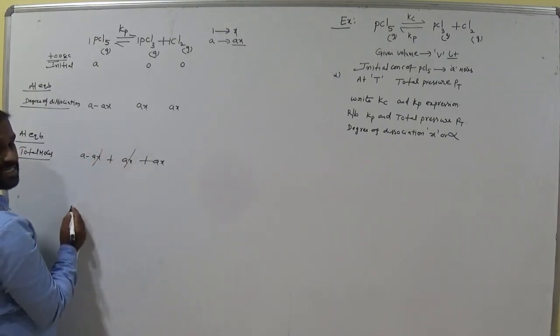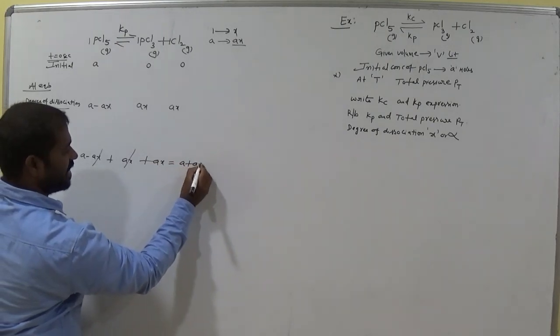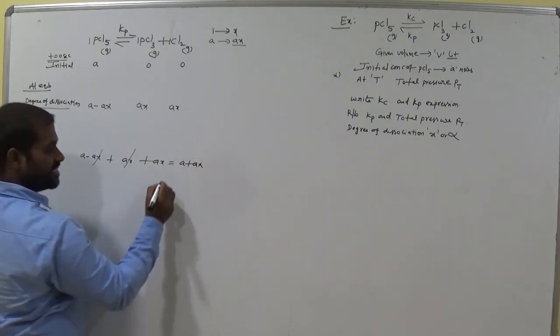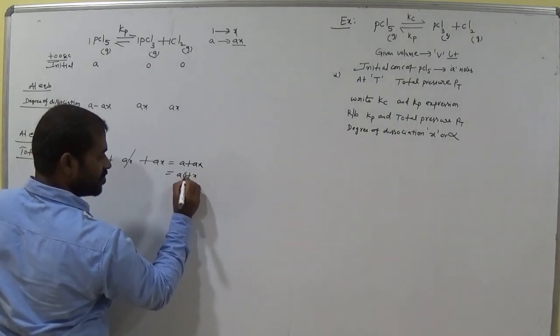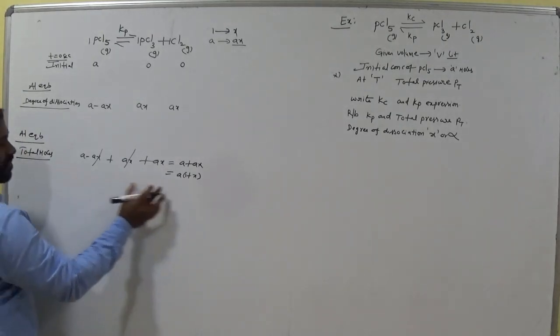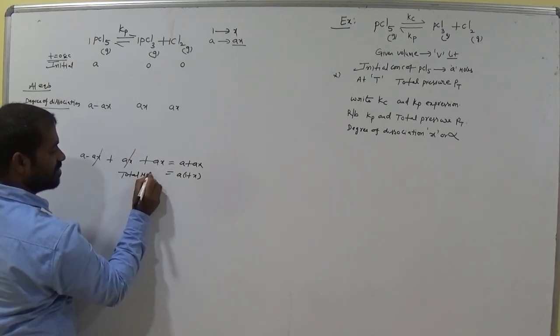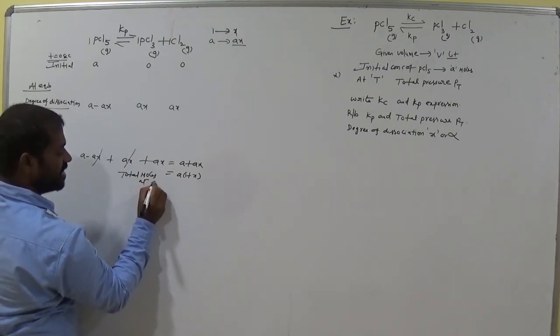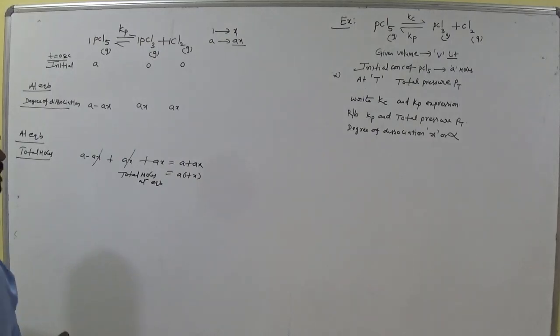Minus Ax plus Ax, finally we get A plus Ax, am I right? Take the common A here, 1 plus x, is it clear? So now total moles at equilibrium is equal to A into 1 plus x. Is it clear?